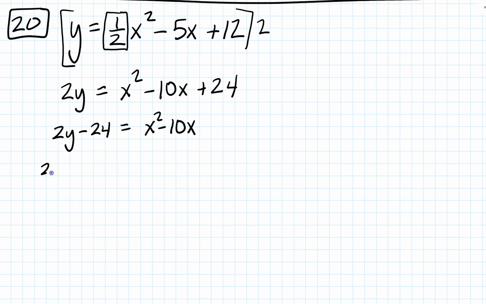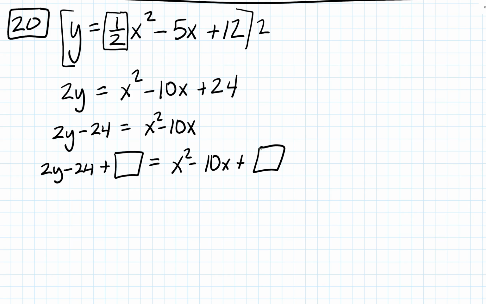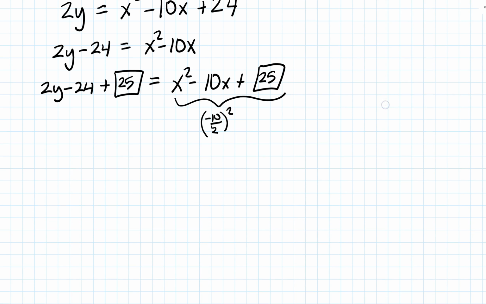So I'm going to say 2y minus 24 plus something is going to give me x squared minus 10x plus that same something. I need to add something to create a perfect square trinomial on the right-hand side. And of course, we take half of b, so negative 10 all divided by 2, and then I square that number. So negative 10 divided by 2 is negative 5. Negative 5 squared is a positive 25, so that goes there and that goes there. Okay, now we're going to simplify and see what we have.